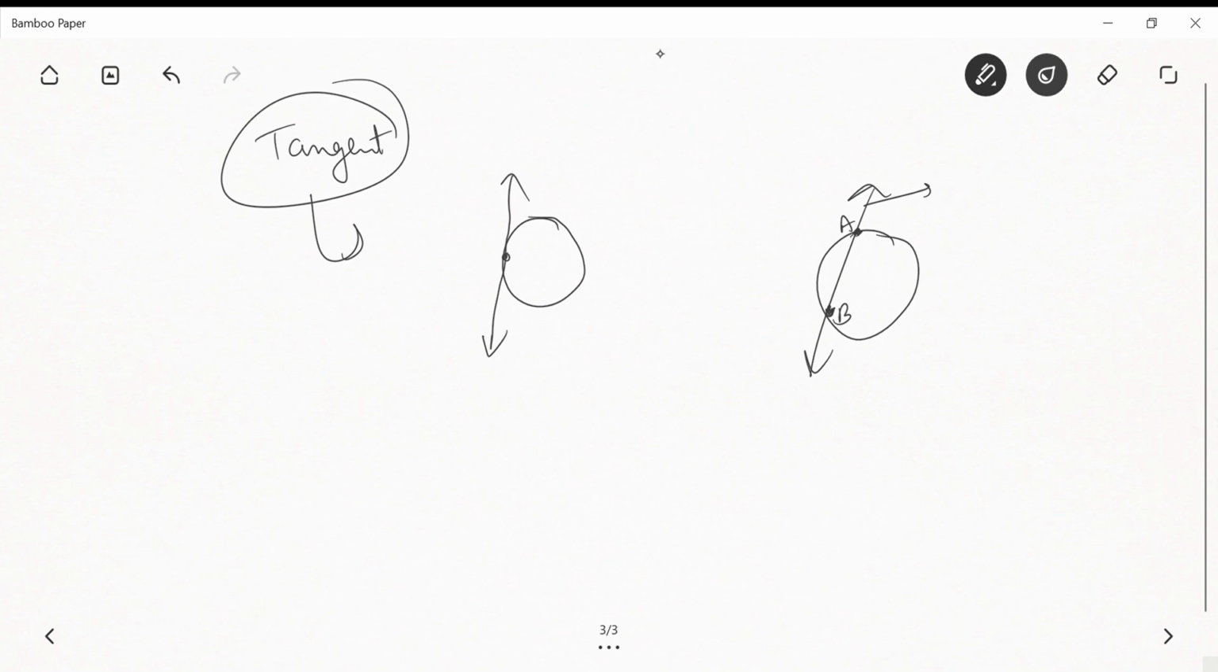We can say that a tangent is a special case of a secant. The tangent to a circle can be seen as a special case of the secant when the two end points of its corresponding chord coincide. When these two common points coincide at one point, that is your tangent.